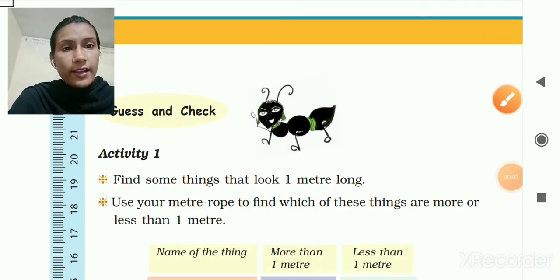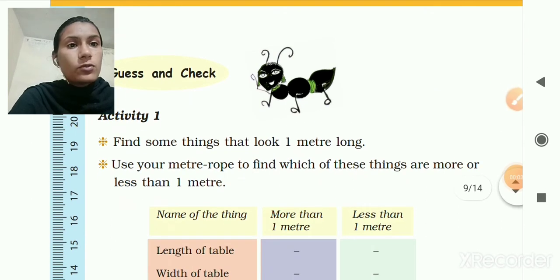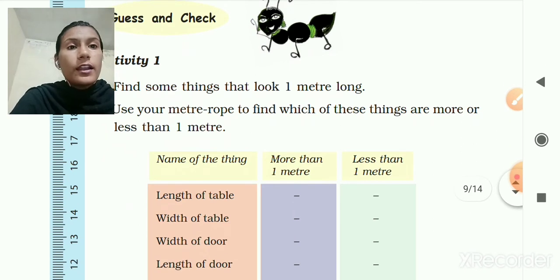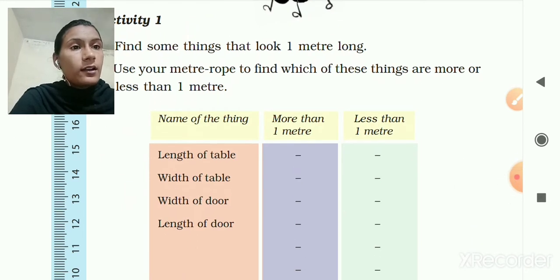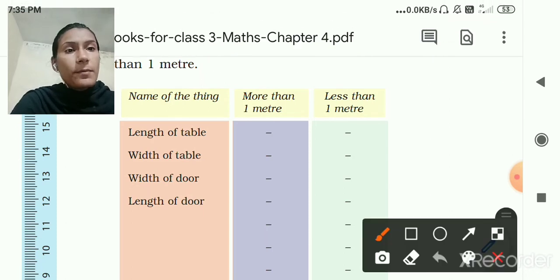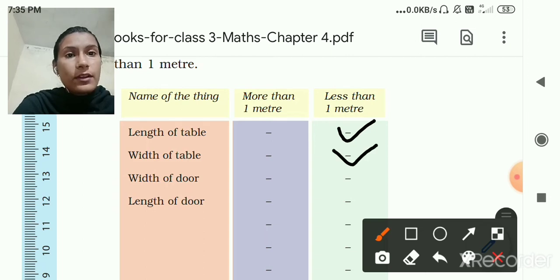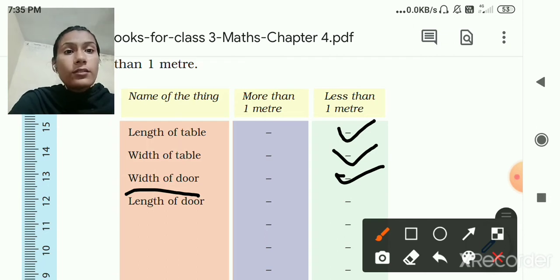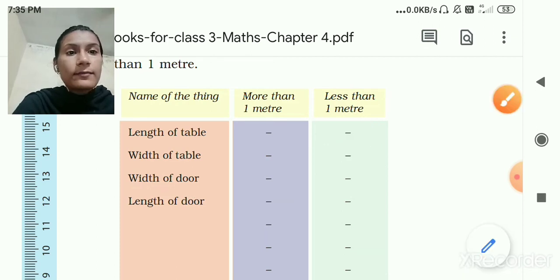Now guess and check, activity 1. Find some things that look 1 meter long. Use a meter rope to find which of these things are more or less than 1 meter. Name the things more than 1 meter or less than 1 meter. Length of a table is less than 1 meter. Width of the table is less than 1 meter. Width of the door is less than 1 meter. Length of the door is more than 1 meter. So you have to tick this in your textbook with a pencil.